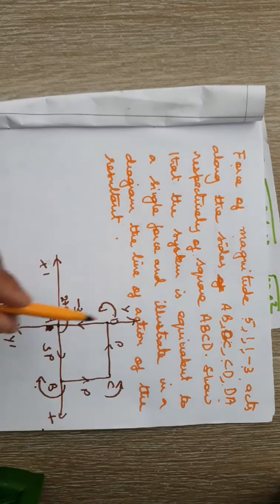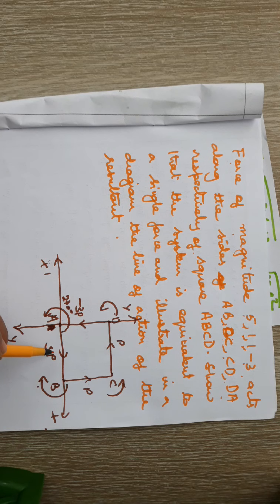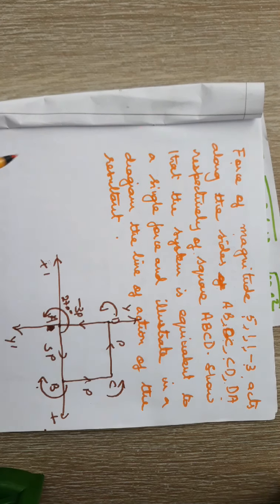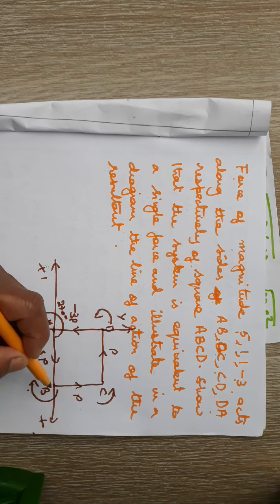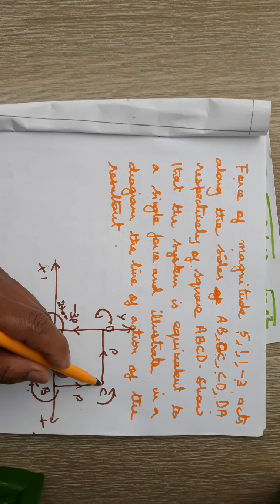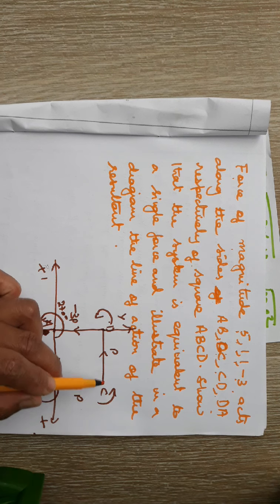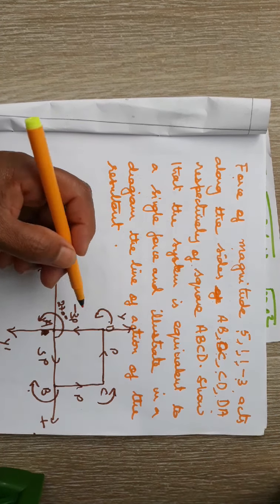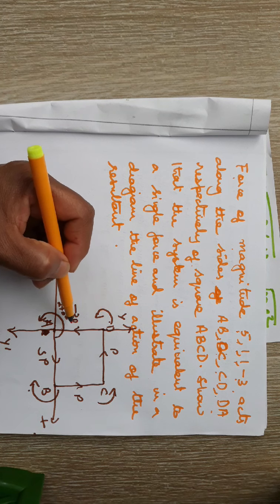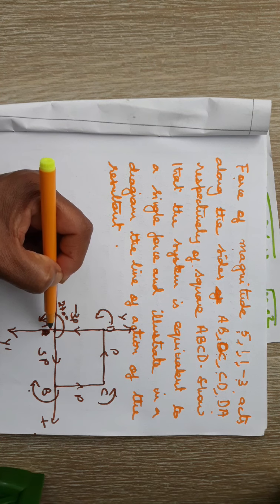Now forces 5p, of magnitude, let p be a force. So therefore 5p will be a force acting along AB. P here will be along BC. P will be along CD. Follow this direction as given in the question, the direction of the force. And force minus 3p along DA.